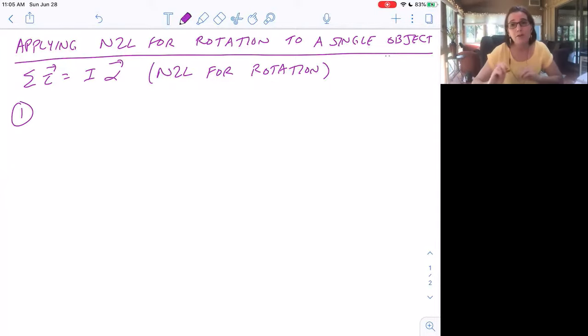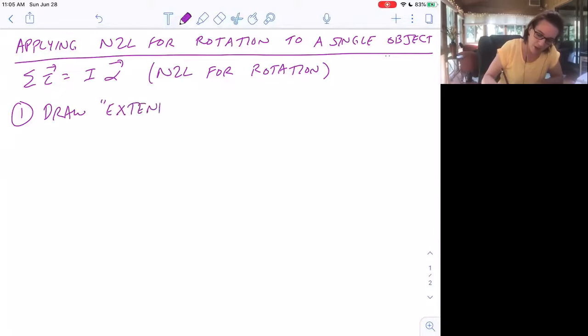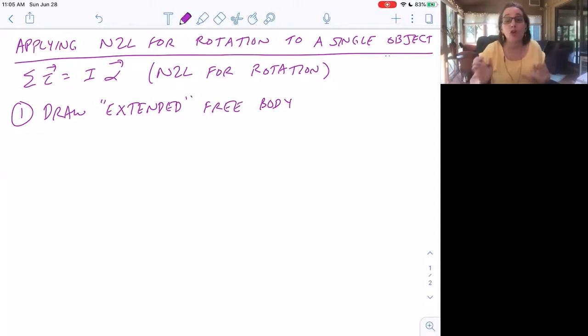Now, before, we could treat the object as a point particle because we were only concerned about the acceleration of the center of mass. And so it just mattered what forces were acting, not where. Now, we need to draw what's called an extended free body diagram, which is going to show all the forces acting, but also where they act.